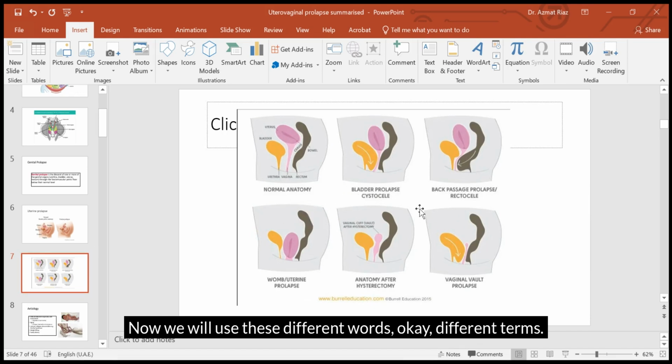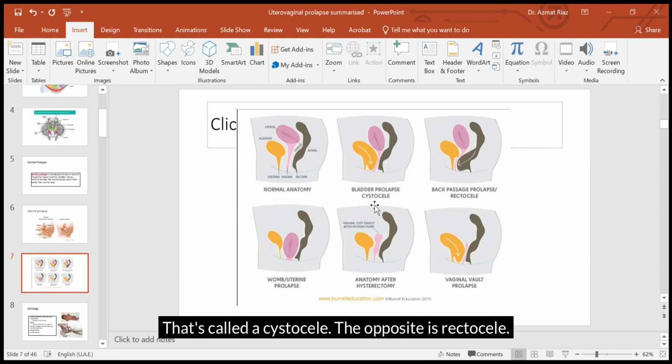Now we will use these different terms. Sometimes there is bladder prolapse, where the urinary bladder prolapses. This is called cystocele. The uterus opens through the cervix into the vagina, so if the urinary bladder descends, we may see a bulge in the anterior wall of the vagina. That's called a cystocele.